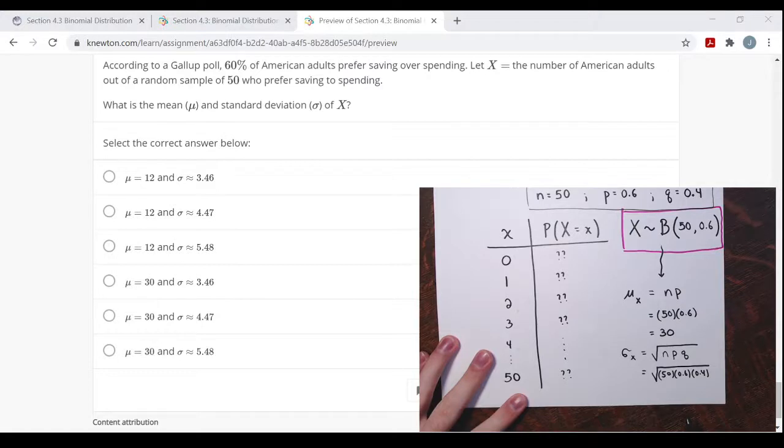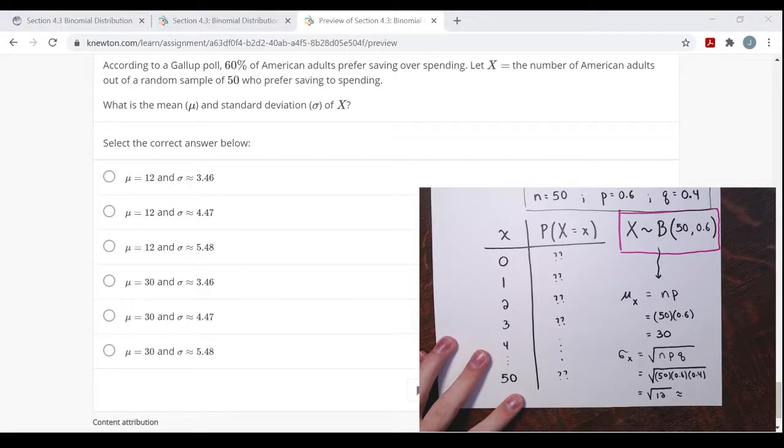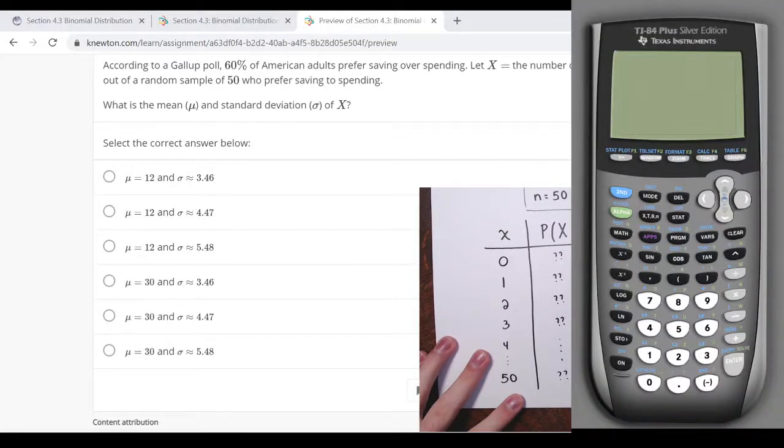So this ends up being, no, not 2.8. The square root of 12. Because we know that 50 times 0.6 is 30, and then 30 times 0.4 would be 12. So this is the square root of 12, probably around 5.1 something. Let me see. Pull the calculator up. The square root of 12. This will be 3 point something. 3.46.